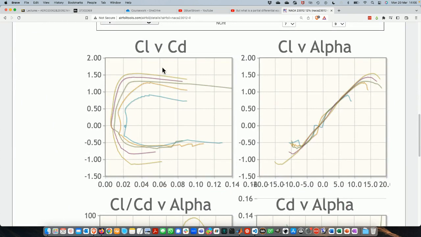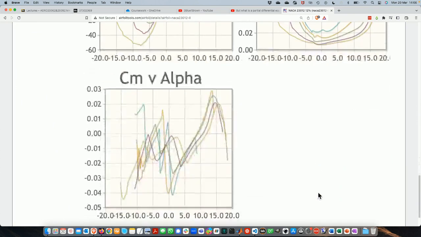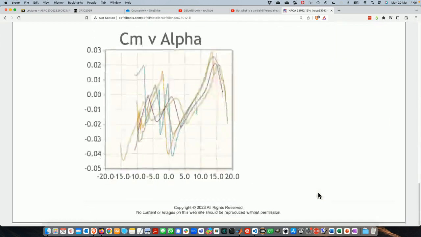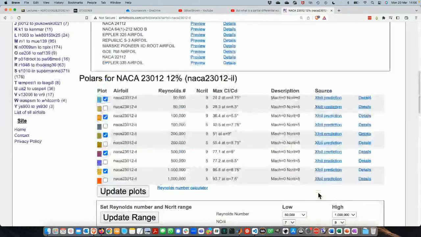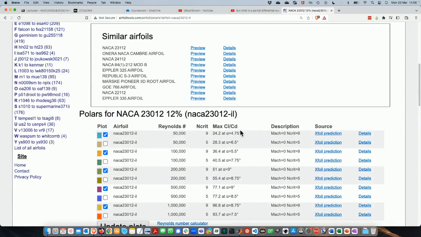So for example, CL is the lift coefficient, CD is the drag coefficient, CL versus alpha. Alpha on the bottom is your angle of attack versus the lift coefficient on the y-axis. And then CD versus alpha is your drag coefficient on the y-axis versus your angle of attack. I don't know what CM is, what they're plotting there, but I can find it out for you.